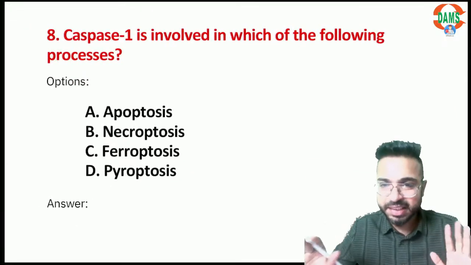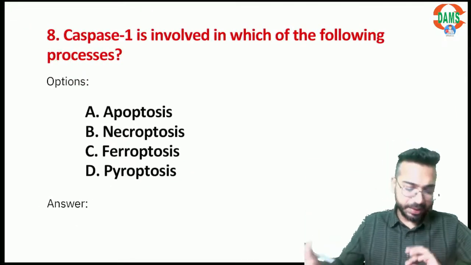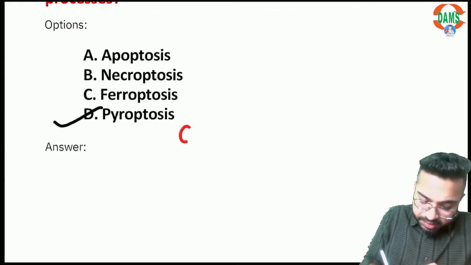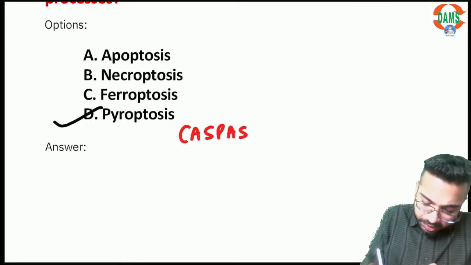Caspase 1, again an easy one. Ye to I'm sure everybody would have done right. Caspase 1 is involved in pyroptosis. So I won't take much time, but just quickly revise the caspases.